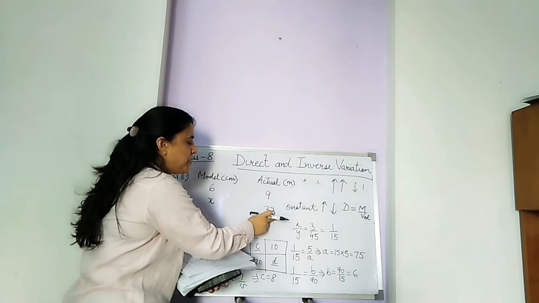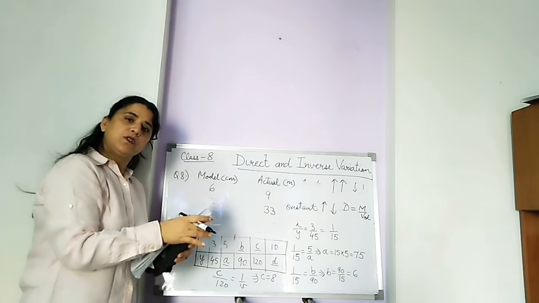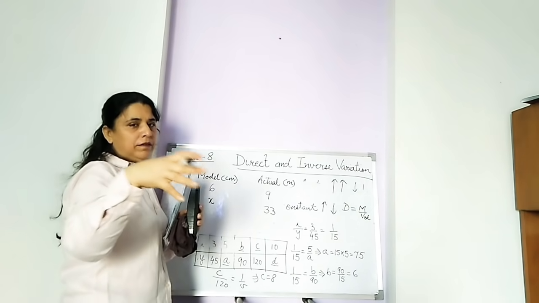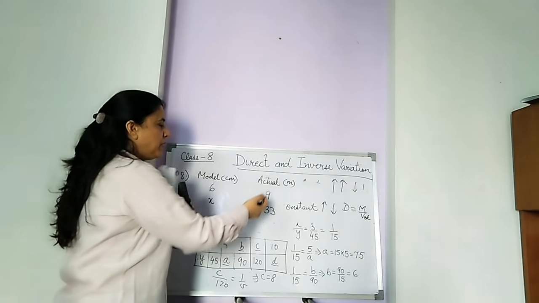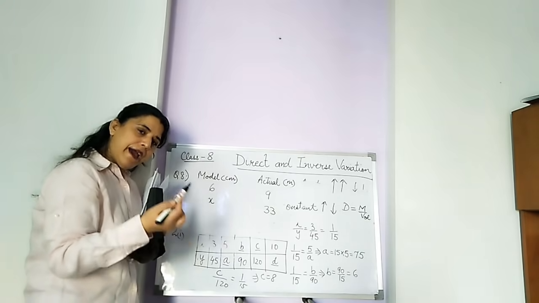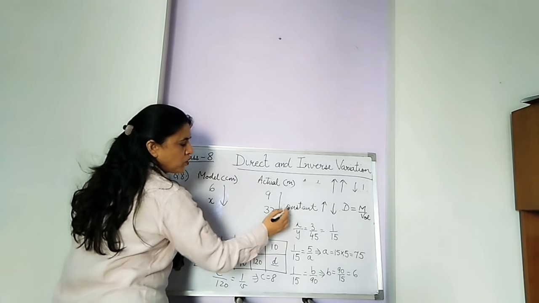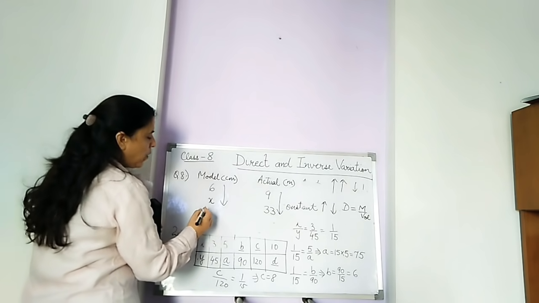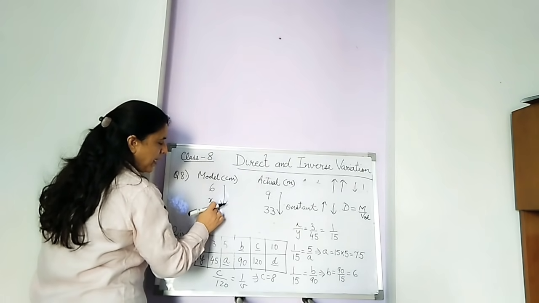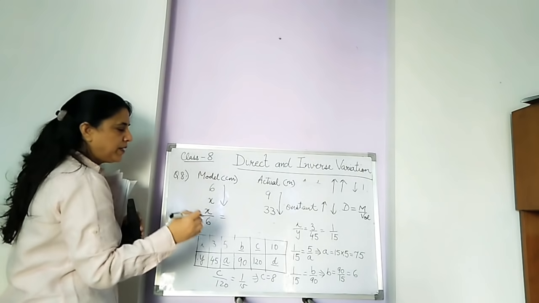So how will you represent 33 meters by x? The more the actual length, the more will be the length on the model. So they are in direct variation. So this arrow goes down, this arrow will also go down. Now x upon tail. Always remember, head upon tail, it becomes very convenient to do it this way.